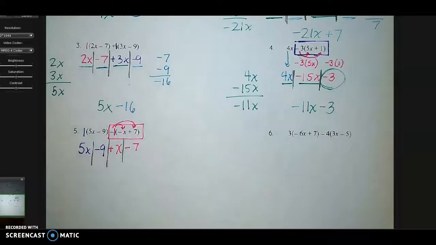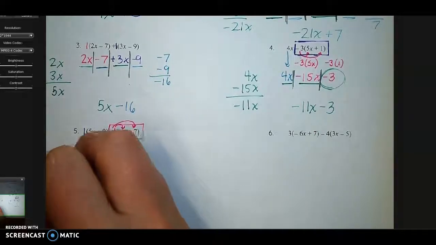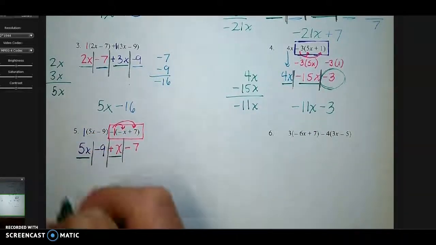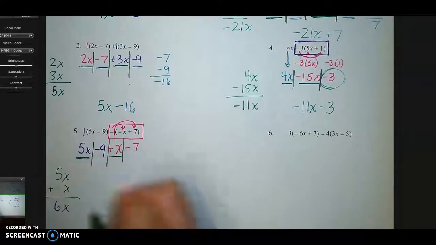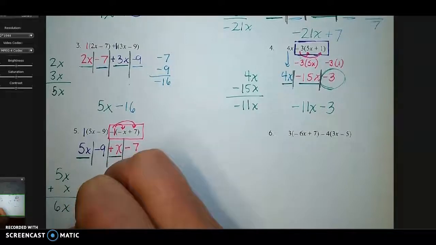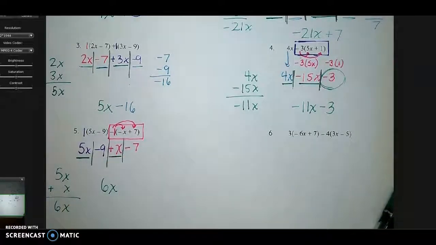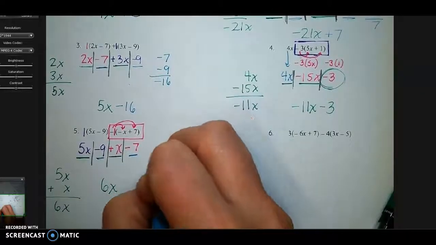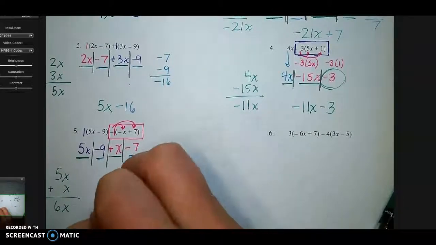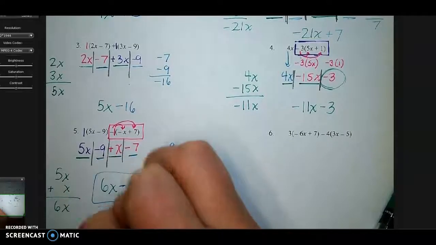Split up my terms and look for like terms here. I've got 5 x's and another x. So 5x plus x is going to be 6x. And then I have a negative 9 and a negative 7 for negative 16, so minus 16.